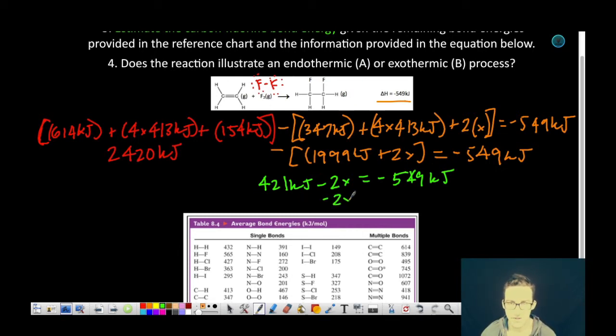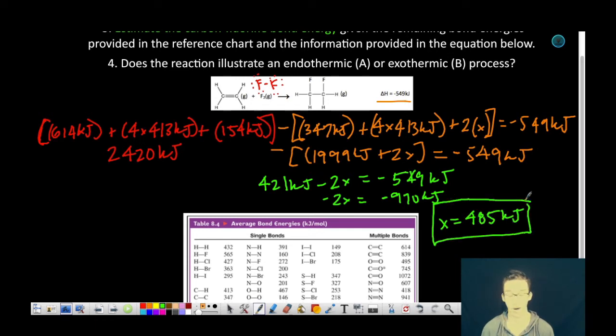Then go negative 2x equals negative 970 kilojoules. Divide each side by 2, we end up with x equals 485 kilojoules, which is the bond energy for a single mole of carbon-fluorine single bonds.